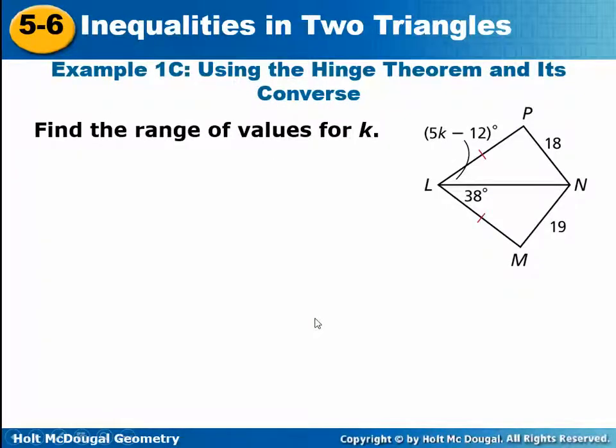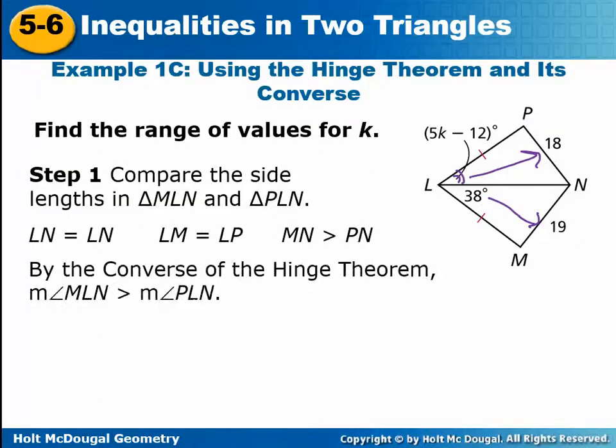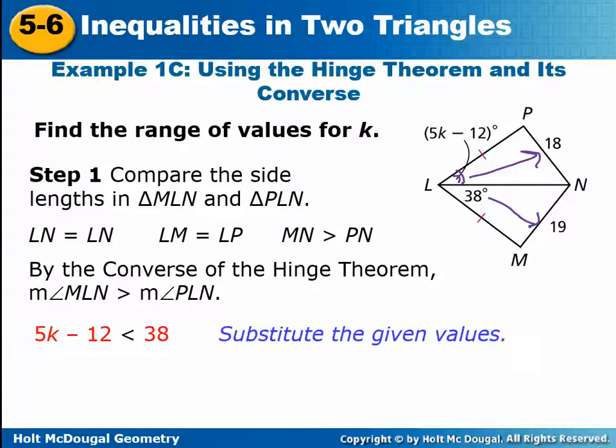Now the last one asks you to find a range of values. So that we've got some variables here, we got a little bit of algebra to do. Opposite angle PLN, this angle, opposite that is 18. Opposite the other one, 38, is 19. That's greater. 19 is greater than 18. That means that 5k minus 12 is less than 38. So we're going to write that down. 5k minus 12 is less than 38.